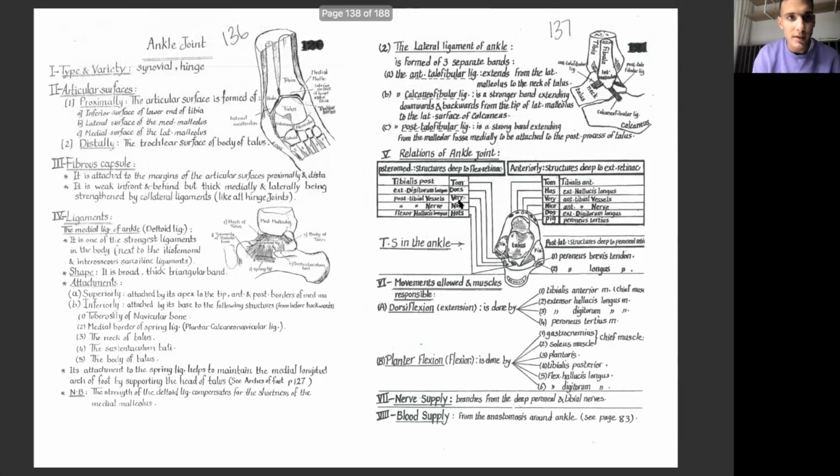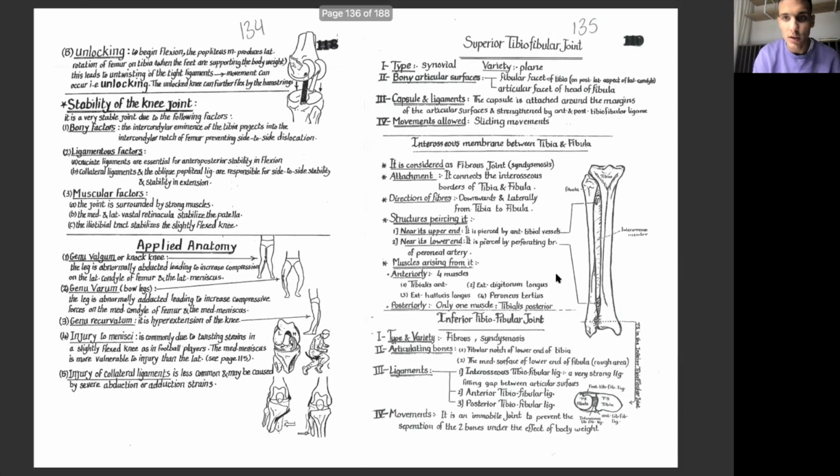Let's dive into maybe the ankle joint first, or let's just do the joints between the tibia and fibula. First and foremost, it is a synovial joint. Just like we have joints between the radius and the ulna, we have joints between the tibia and the fibula. We have three joints between the tibia and the fibula, just like the three between the radius and the ulna. First one, synovial plane joint.